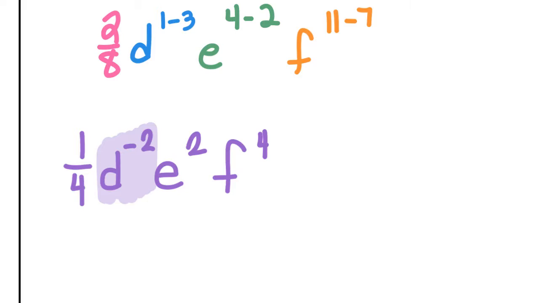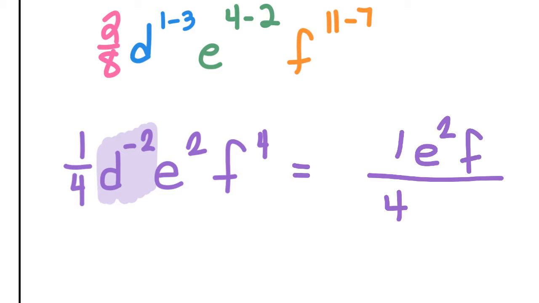The cool thing about this problem, though, is that when we simplified our coefficients, it was a fraction. So we already have a denominator. See how that 4 is at the bottom? So when we write this down, I'm going to start with that fraction. So my coefficient was 1/4. There's my 1/4. Then e was positive, so e to the second, and f was a positive exponent, so f to the fourth.